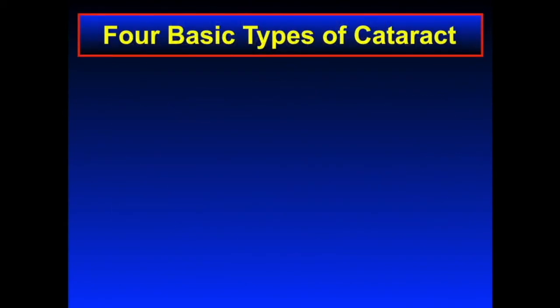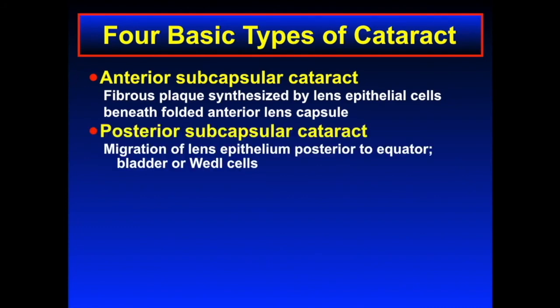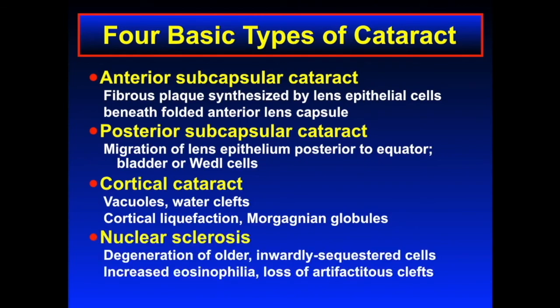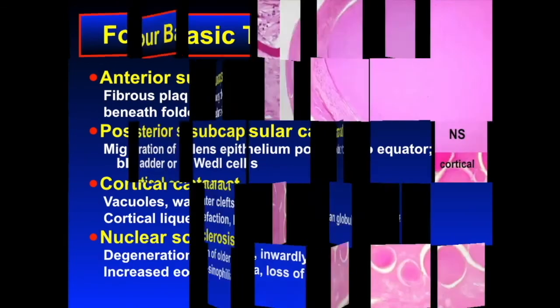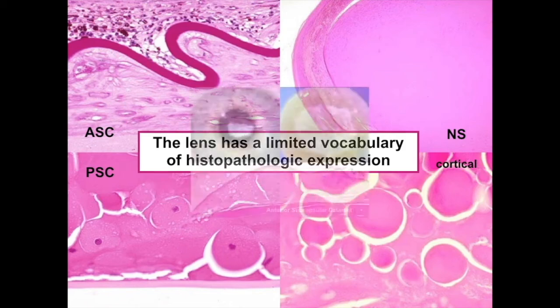There are 4 basic types of cataract that the pathologist can identify under the microscope in the lab. They include anterior subcapsular cataracts, posterior subcapsular cataracts, cortical cataract, and nuclear sclerosis, and we'll go through these. Again, the lens has a relatively limited vocabulary of histopathologic expression.